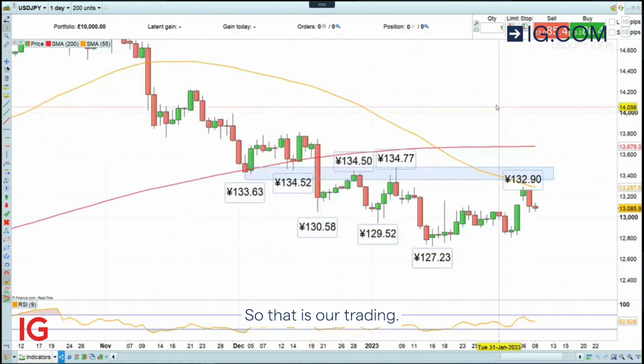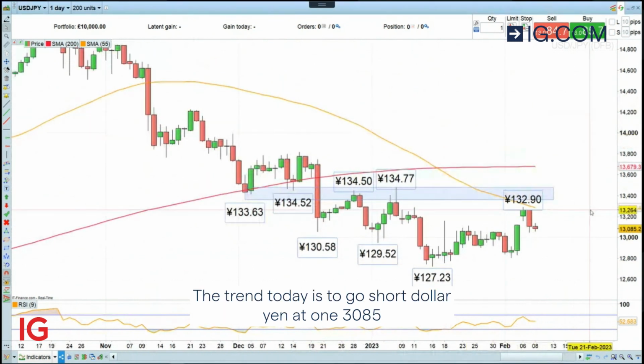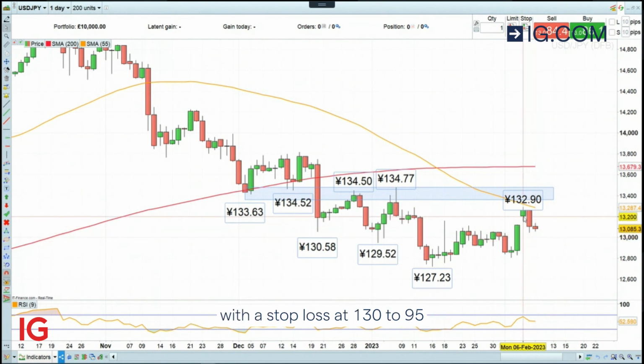So that is our Trading the Trend today, is to go short dollar yen at 130.85 with a stop loss at 132.95 and a downside target at 126.50.